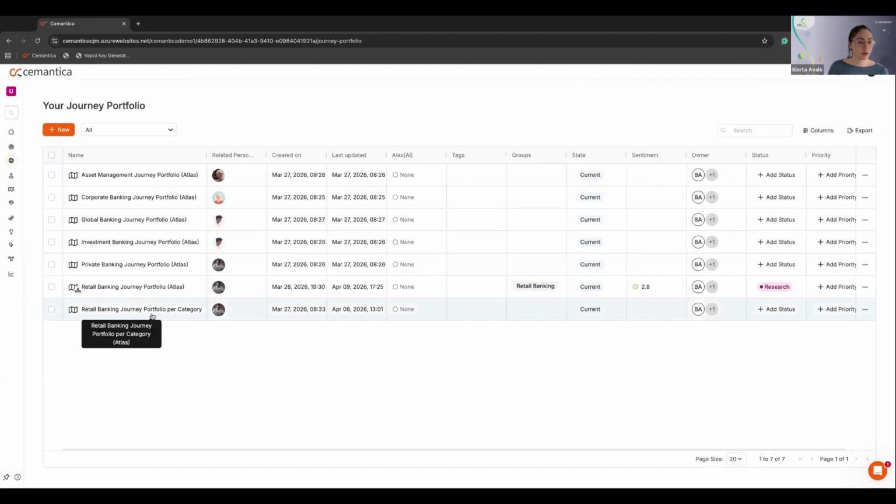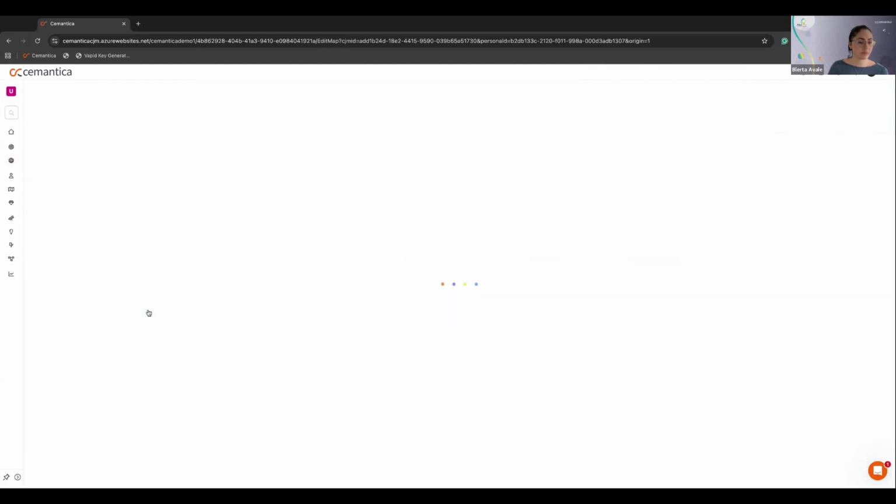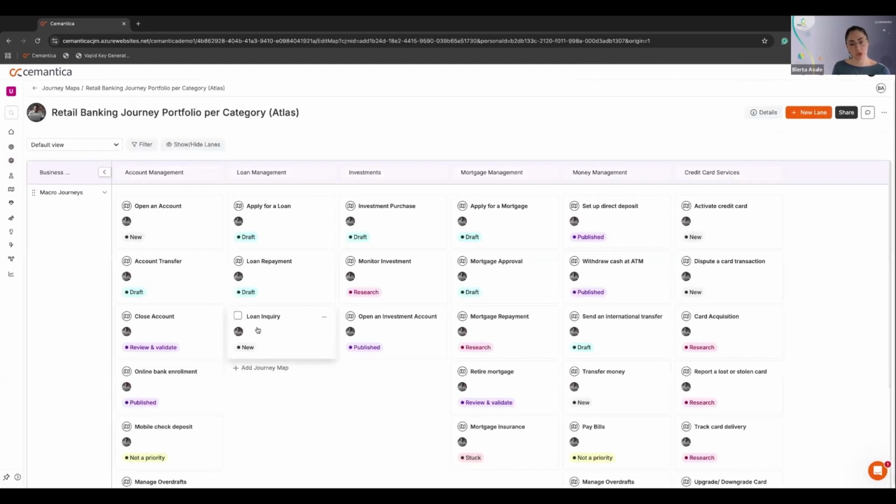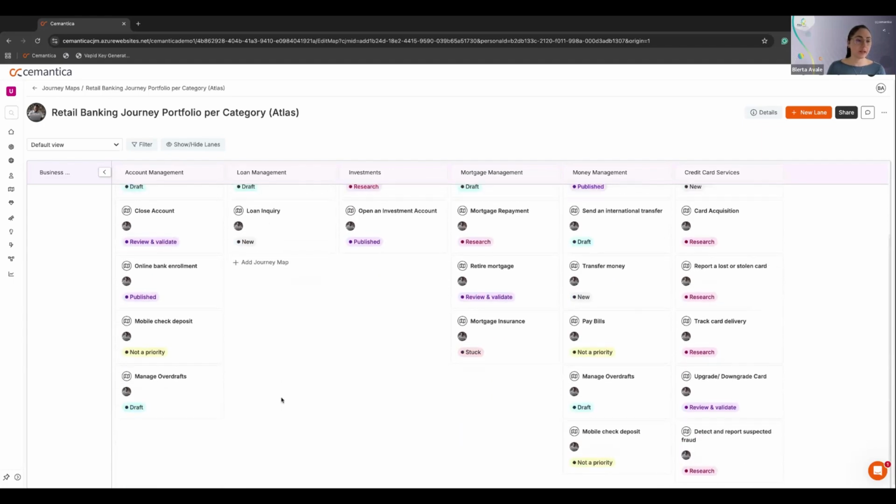Okay, so another thing I wanted to mention is that there was one way of doing a journey portfolio by lifecycle stages, but another way is to do it by business area. Like you see here, this is another journey portfolio, a retail banking journey portfolio, but with business areas: account management, loan management, investment, mortgage management, money management, and credit card services. And we have the journeys here underneath each of these business areas, okay? So this is a second way to do it.